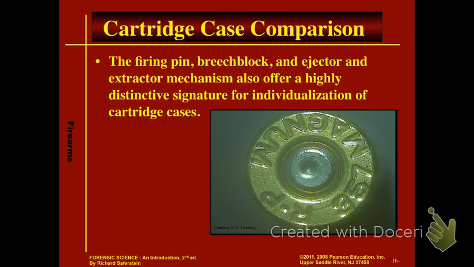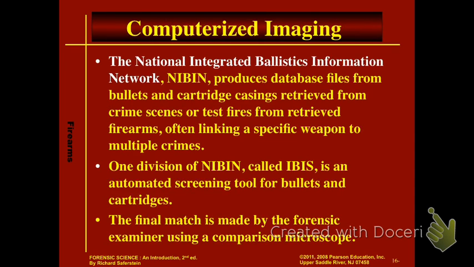And you also see the firing pin and point of impact here, and that's going to be unique for different firearms. NIBIN, or the National Integrated Ballistics Information Network, is databases and files of bullets and cartridge casings from crime scenes, test fires from retrieved firearms, and these can help link a specific weapon to multiple crimes.